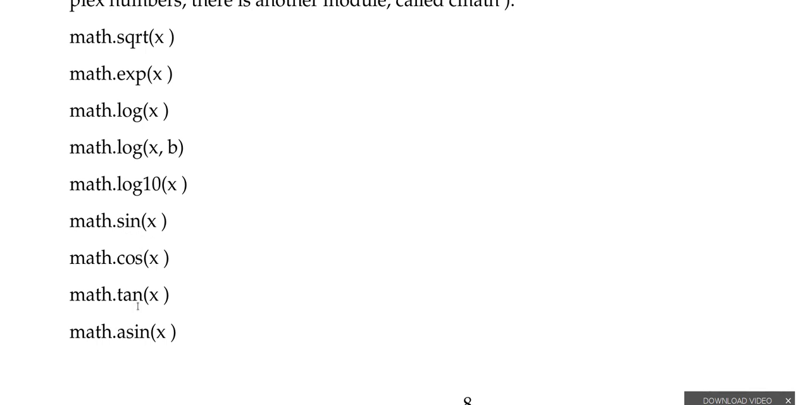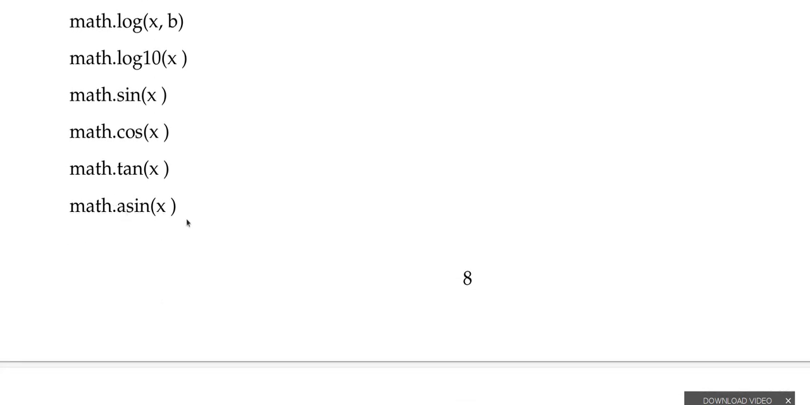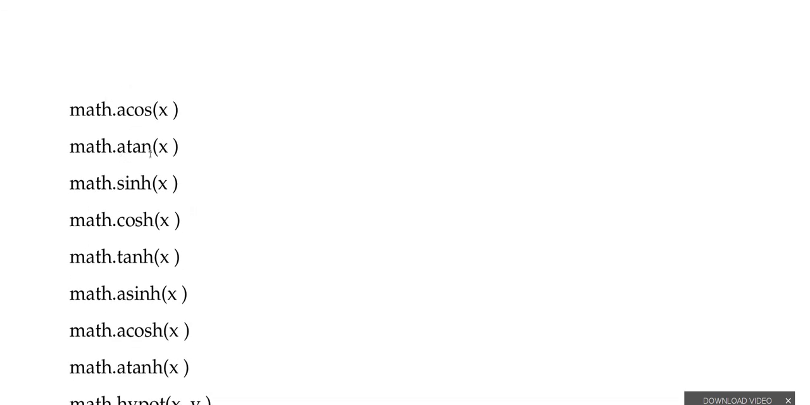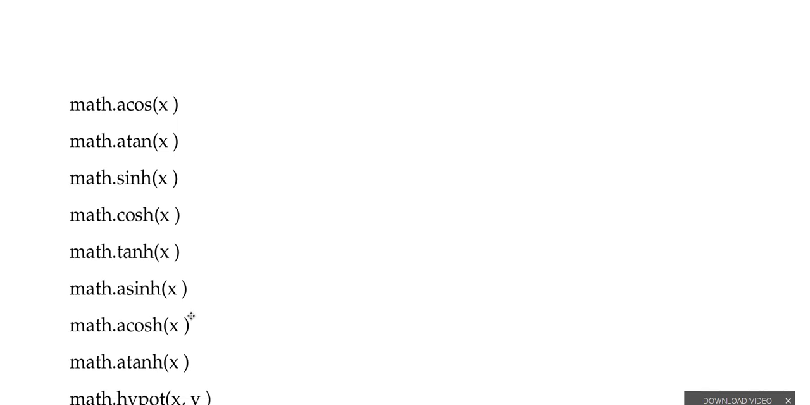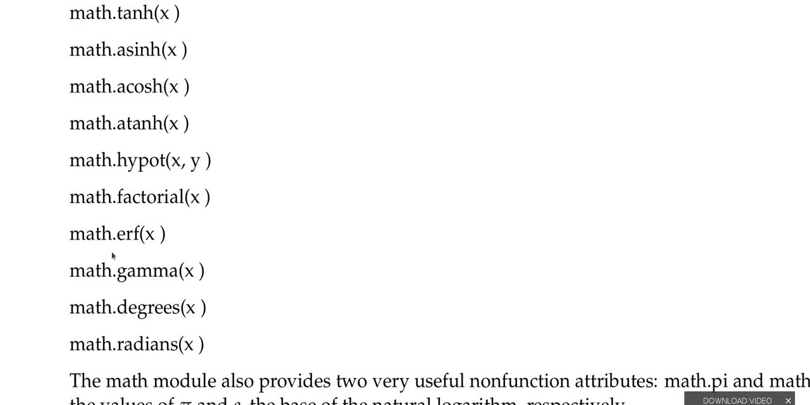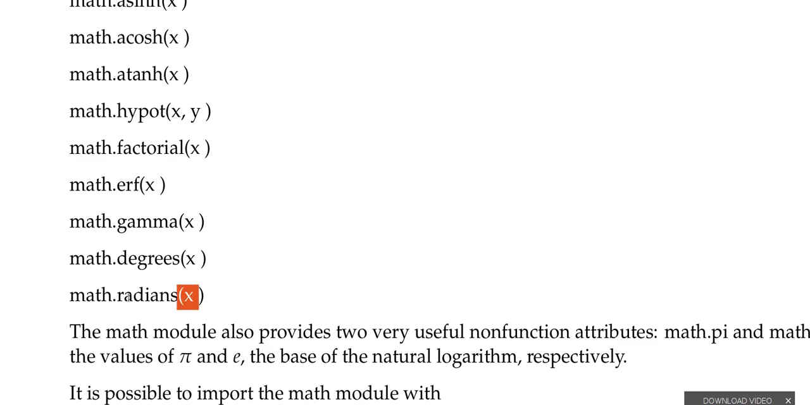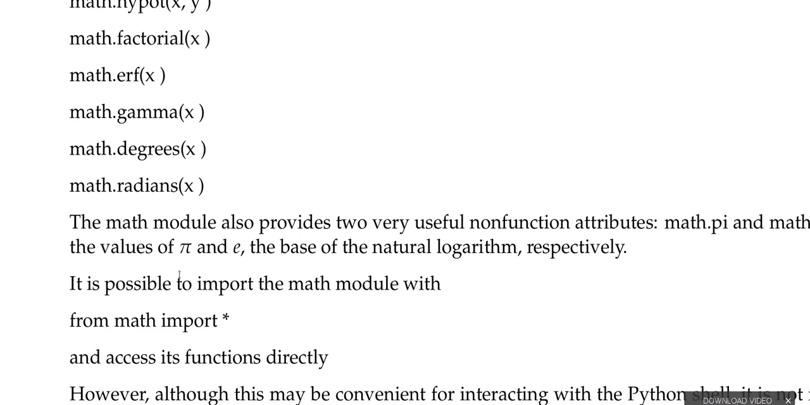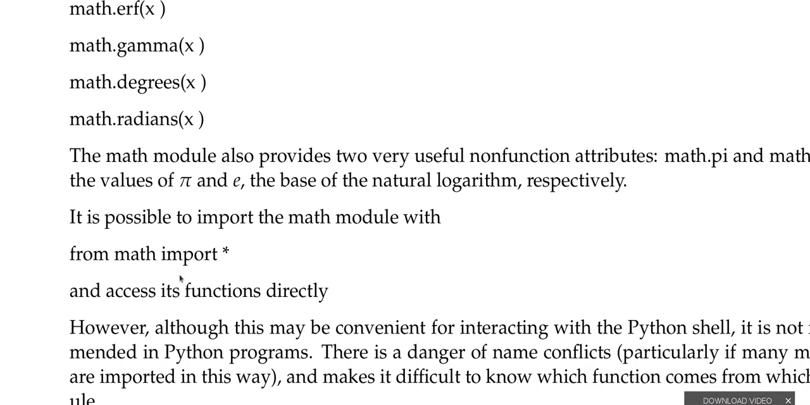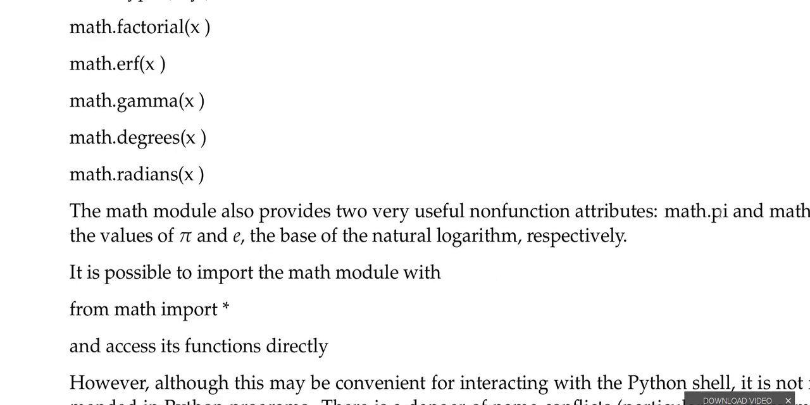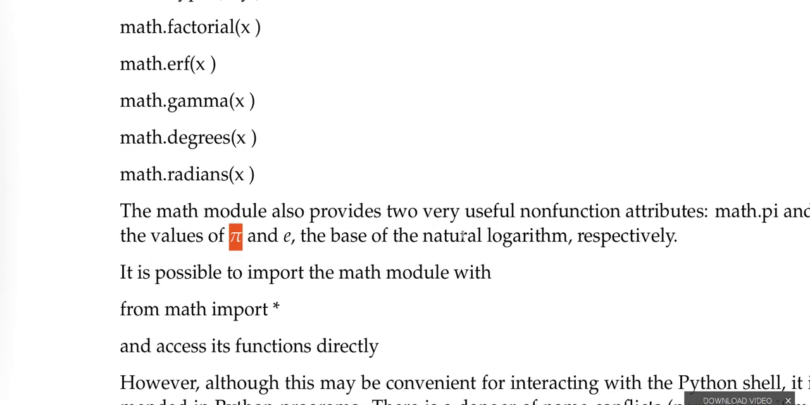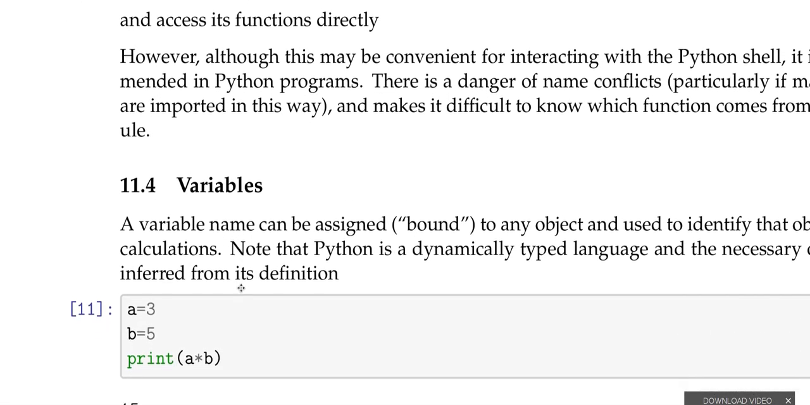So sine, cos, tan, arc sine, that is ASIN, arc cos, ACOS, arc tan. So all these functions, the factorial, error function, gamma, degrees, that's to convert a number from radians to degrees, and radians to convert a number from degrees to radians. So all these are in the math module. They are also in the NumPy module. Okay, pi. So you can import pi. If you need this e, you import math.e. They are all in the math module.